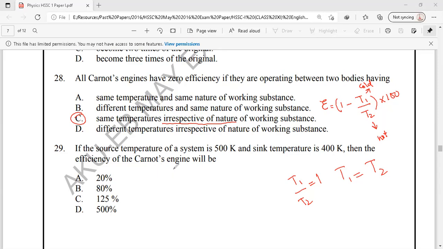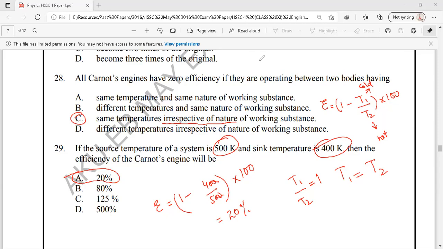Then we have question number 29. If the source temperature of a system is 500 Kelvin and the sink's temperature is 400 Kelvin, we have to find the efficiency of the Carnot engine. So it is equal to 1 minus 400 divided by 500 times 100. So if we solve this expression, 1 minus 4 over 5 times 100, it will become 20%. So the correct answer for question number 29 is option A.